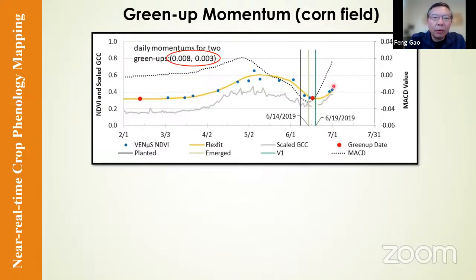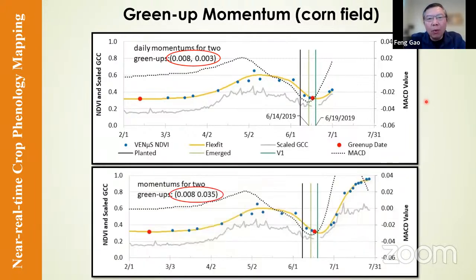Because we don't have a lot of observations right after this actual emergence, this is the actual emergence date and planting date for this field. We are not really confident in these cases. If we look at the momentum for the wheat, it is 0.008, and then the new detection of corn emergence is 0.003. It's actually weaker than the wheat. So even though we can identify this point, we are not really confident in this detection.